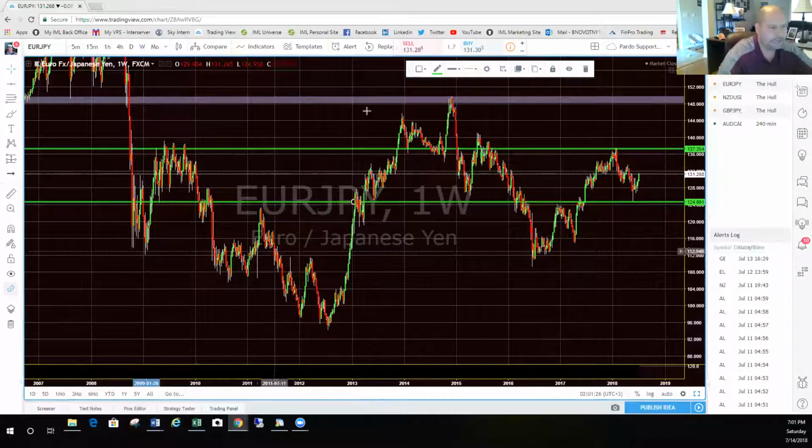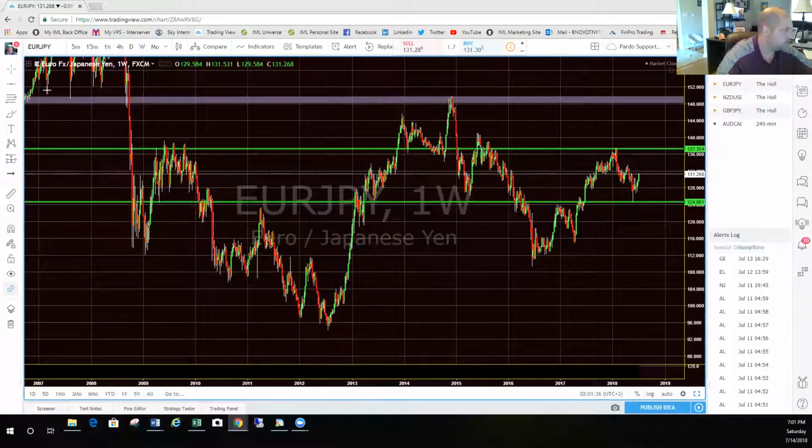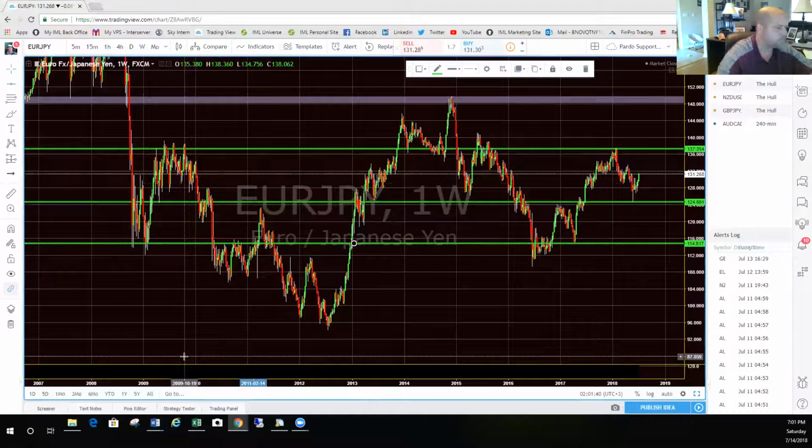Okay, so I've got my main support and resistance lines drawn. If I wanted to go one below, I would probably look at right around here. Looks like you have some tops and bottoms as well. So bottom, and then all these tops right here.